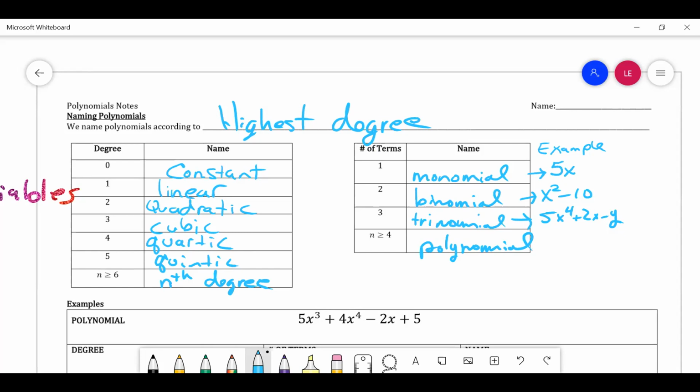Number 5, this one, let me spell it. It's quintic, it's Q-U, quintic. Q-U, you're welcome.